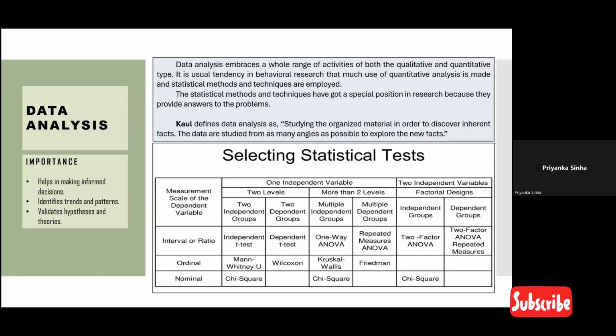Data analysis. Data analysis helps in making informed decisions, identifying trends and patterns, and validating hypotheses and theories. Statistical methods and techniques have a special position in research because they provide answers to the problem. We use different statistical tests for different purposes. Here is the table which shows dependent and independent variables and different tests for different groups.